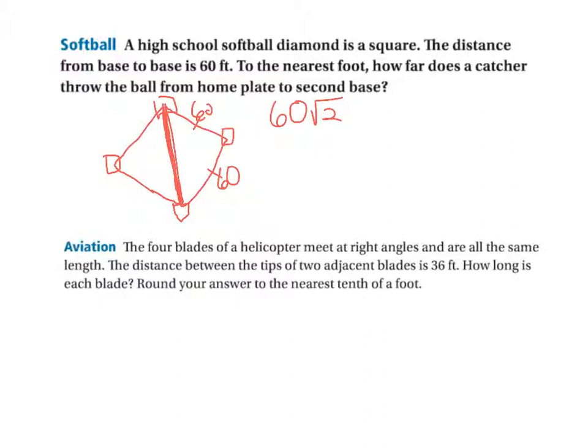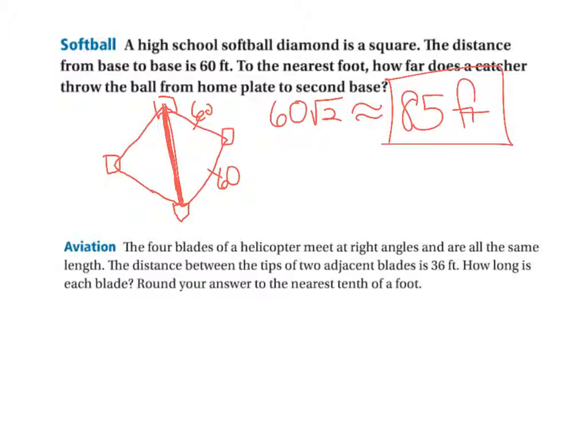Now, the problem, though, is that that's a nice exact answer, but for this to make sense to anybody else, we're going to kind of want to have that rounded off. So we're going to type in the calculator 60 times the square root of 2. All right, and I have 84.85, but it says to round off to the nearest foot, so I'll do an approximation. 85 feet for the catcher to throw somebody out that's stealing second.